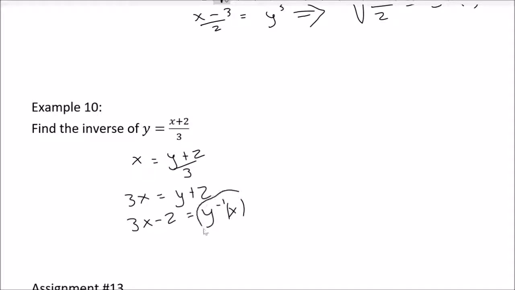Okay, don't worry so much about the notation on this one. If you even got down to y and got the 3x minus 2 on your own, you're in really good shape.